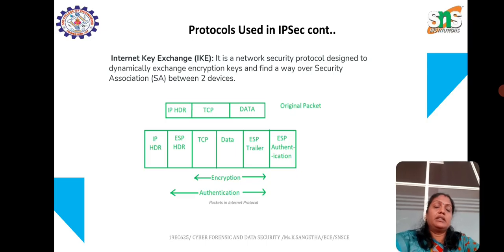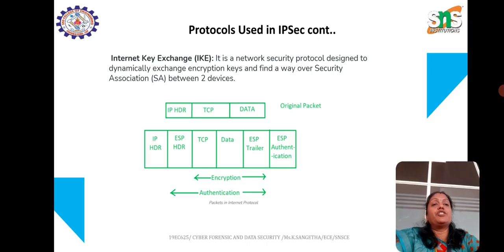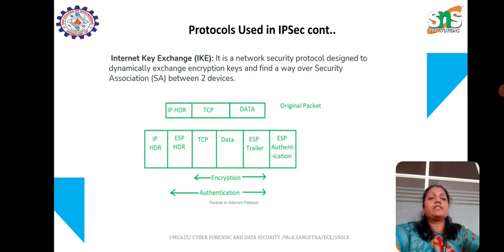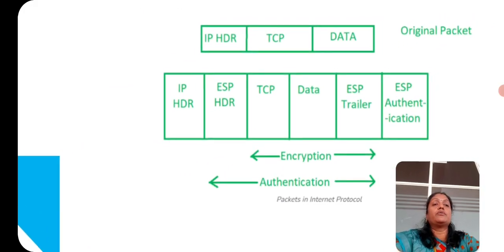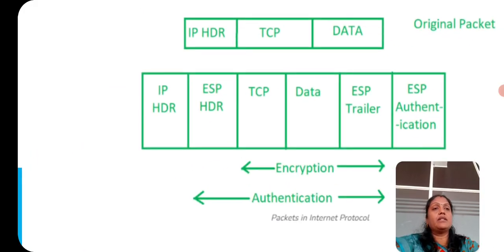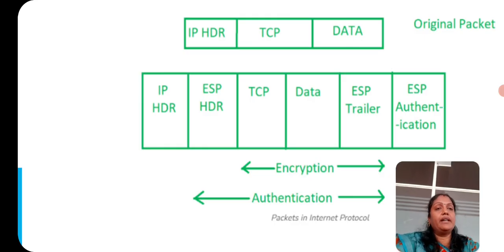And the third one is internet key exchange. It is a network security protocol designed to dynamically exchange encryption keys and find a way over security association between two devices. So this is the original format of packets. The packet contains IP header, TCP protocol and the data.